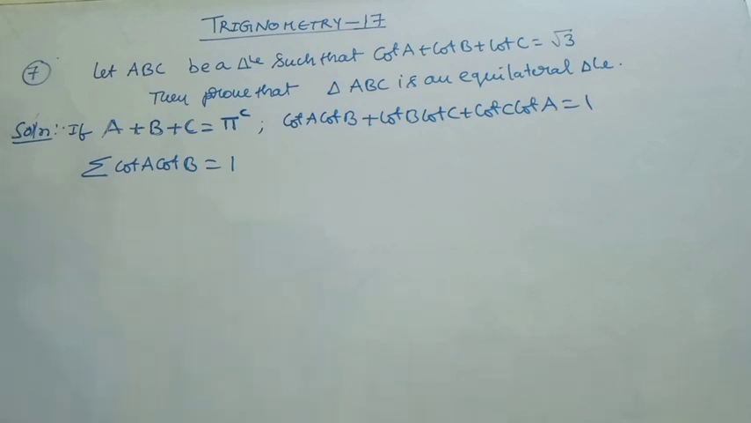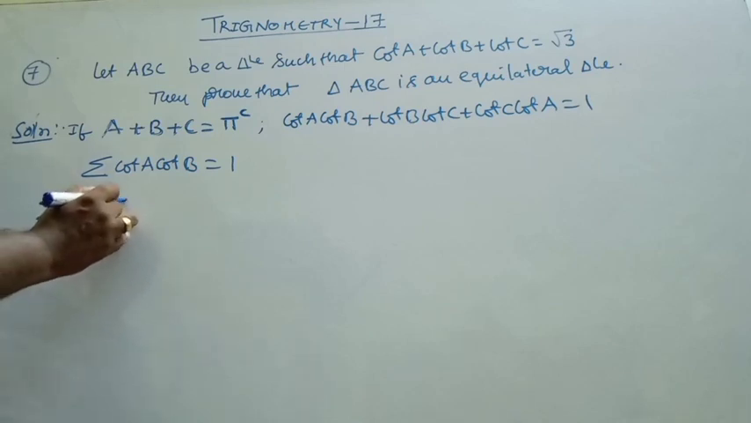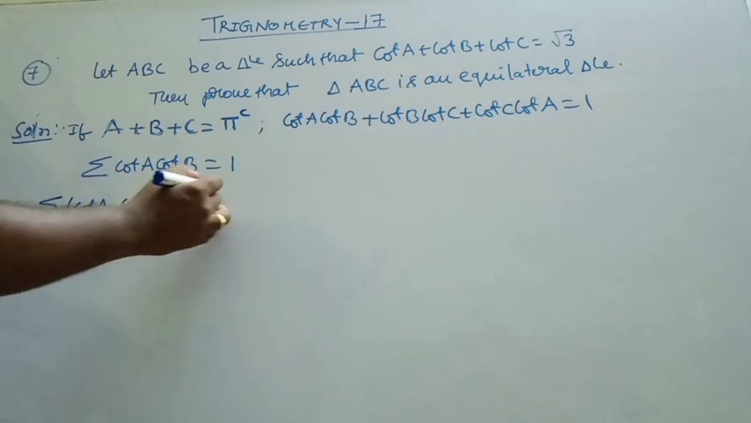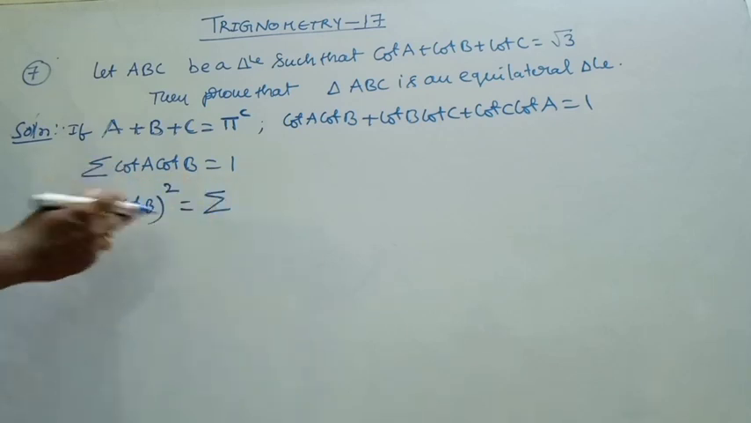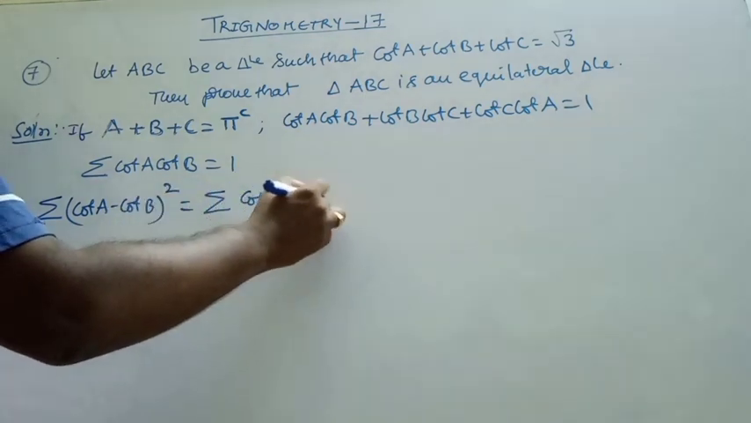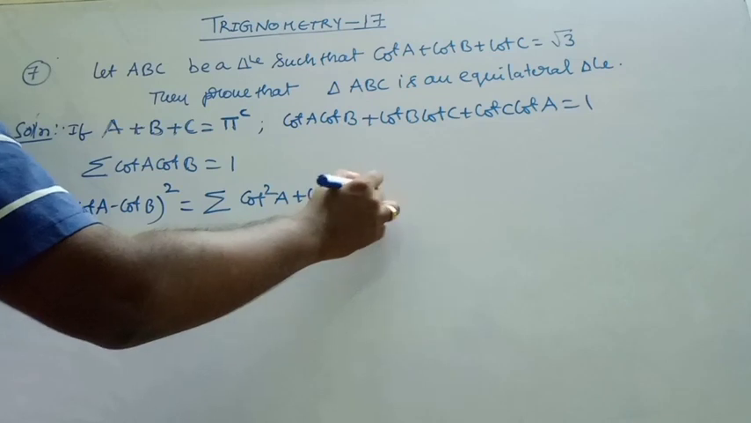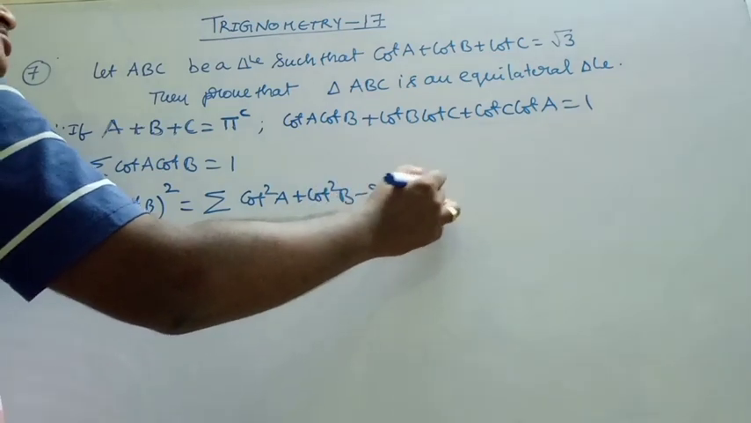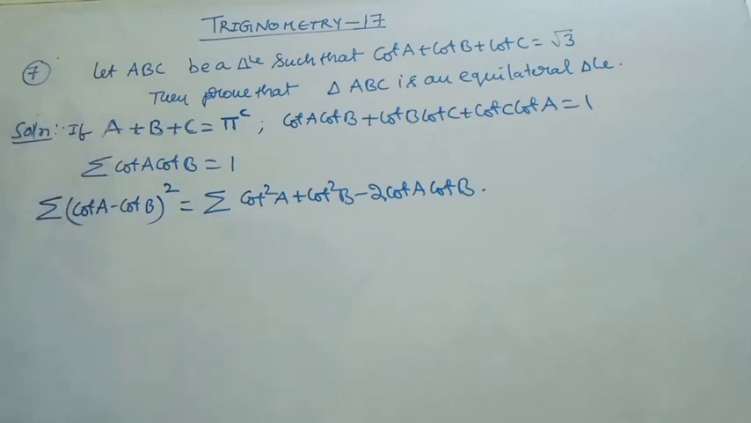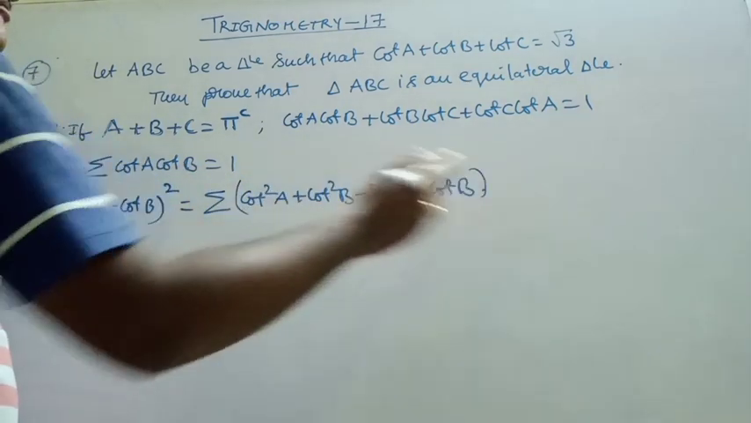Now what we require to do is sigma of (cot A minus cot B) whole square. This is nothing but the (a minus b) whole square formula. This is cot square A plus cot square B minus 2 cot A cot B. We have got sigma for this. Sigma means only for one term.